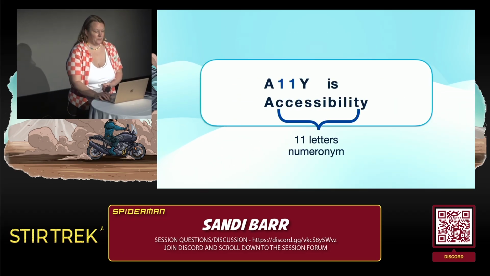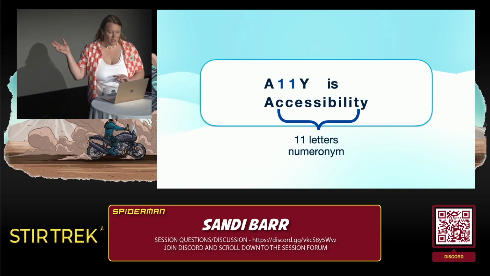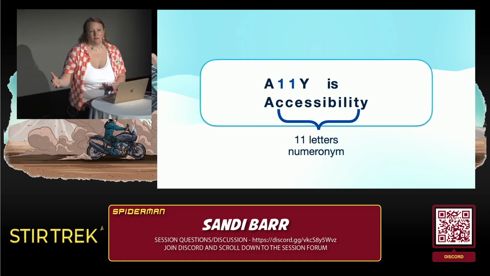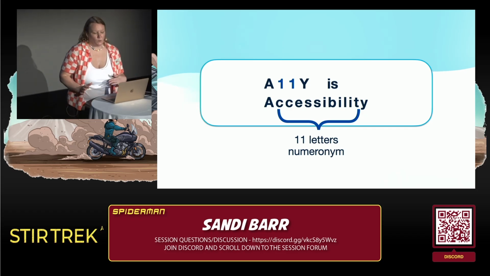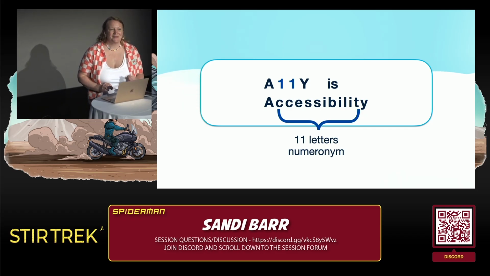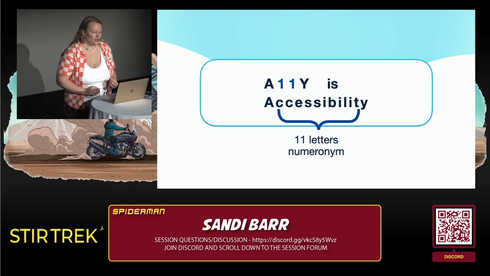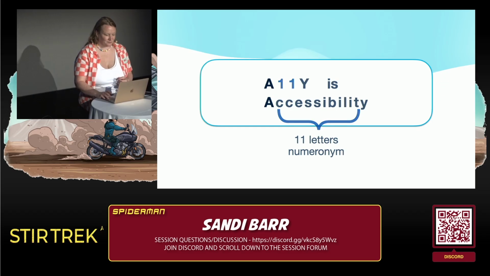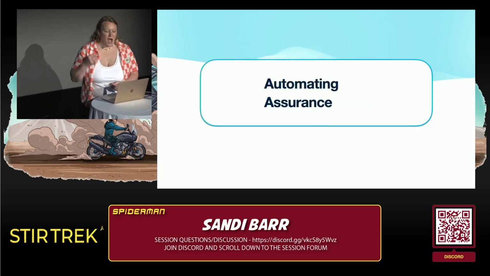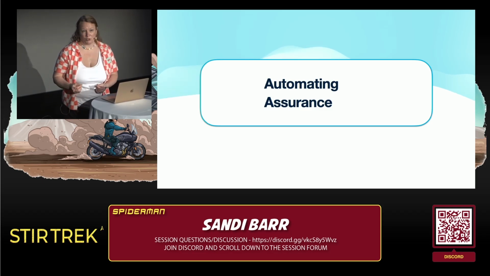A11Y is a numeronym. It's shorthand for a word where the abbreviated letters are replaced by a numeral. It's like Kubernetes or I18N for internationalization. Although this can be much easier to type, using A11Y in place of the word accessibility is not actually accessible. It fails the 3.1.1 WCAG success criteria for unusual words because certain disabilities can make it hard to understand non-literal language. By automating assurance, I mean the programmatic automated tests as opposed to manual testing performed by a person.